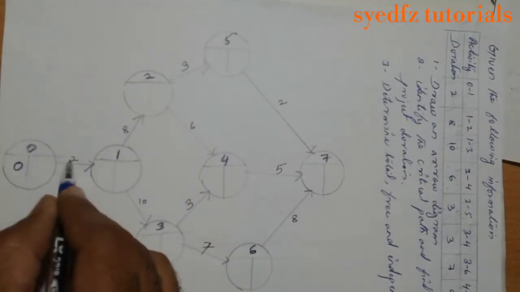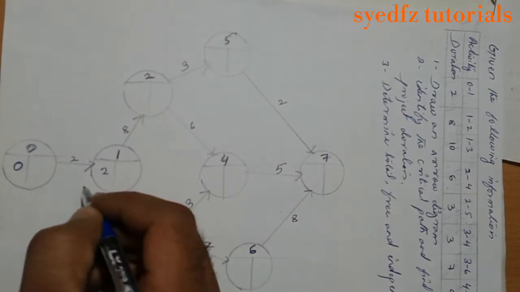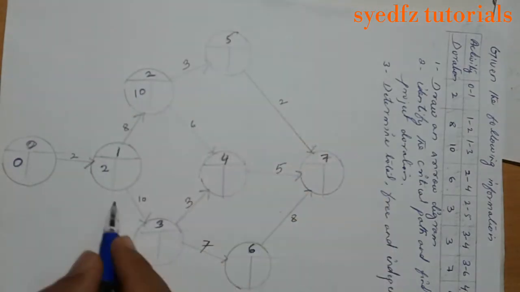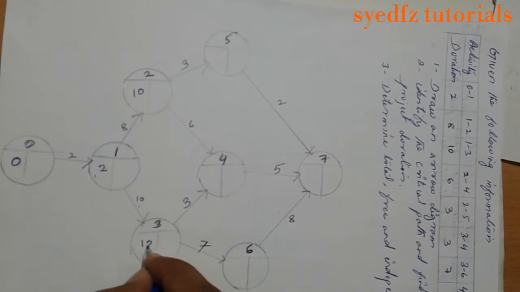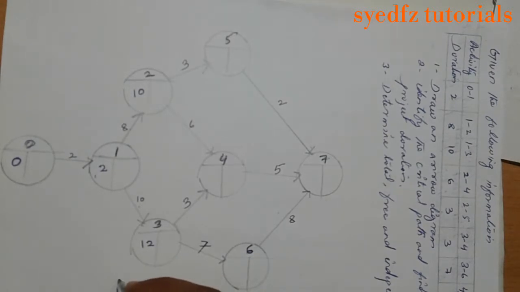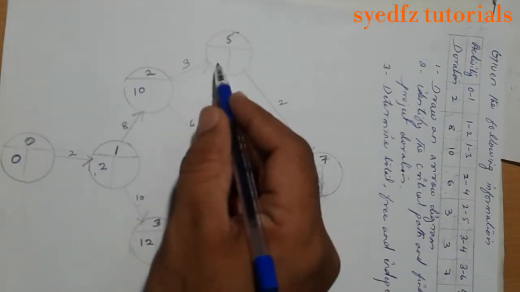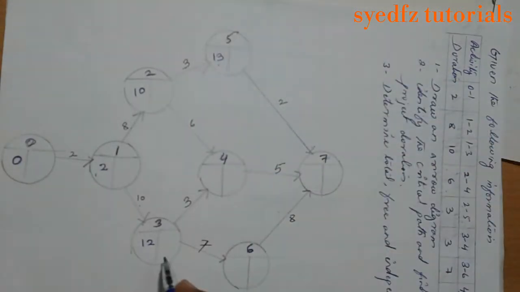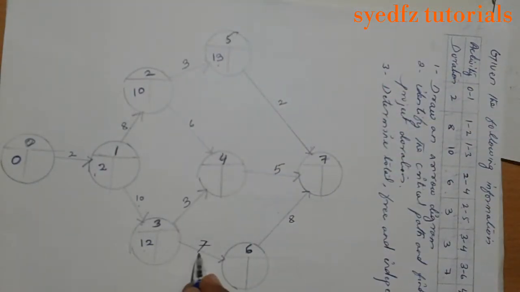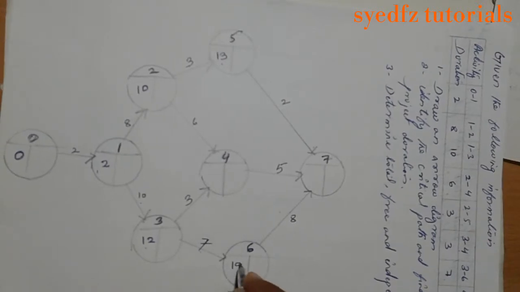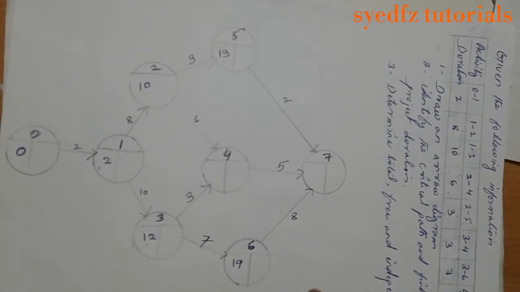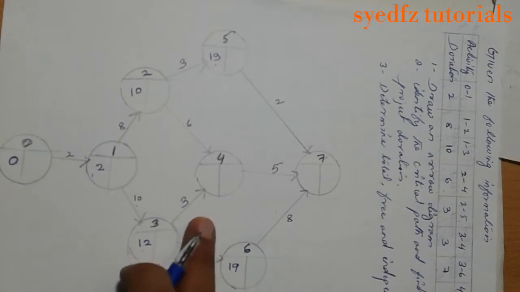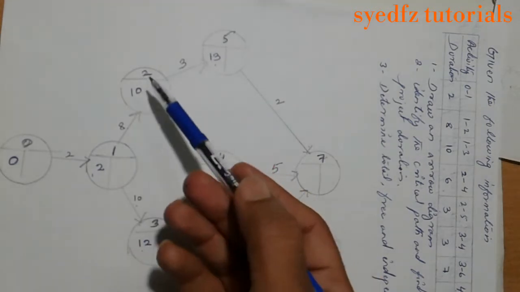Add duration 0 to 2, 2. Okay, 2 plus 8, 10 is here, and 2 plus 10, 12 is here. Okay, 10 plus 3, 13 will be here. Okay, and 12 plus 7, 19 will be here. But these heads are receiving 2 activities. Okay, 2 activities execute from start.